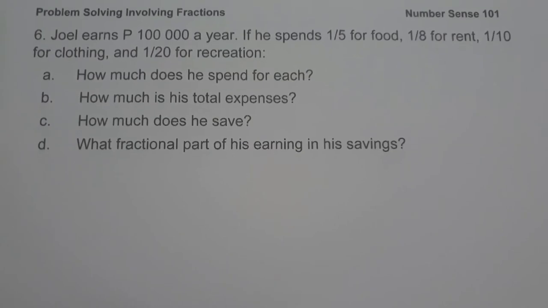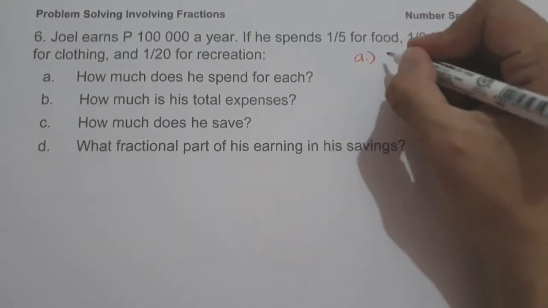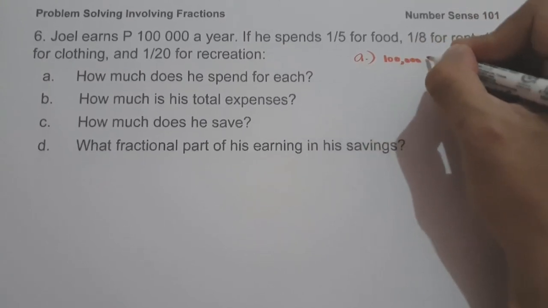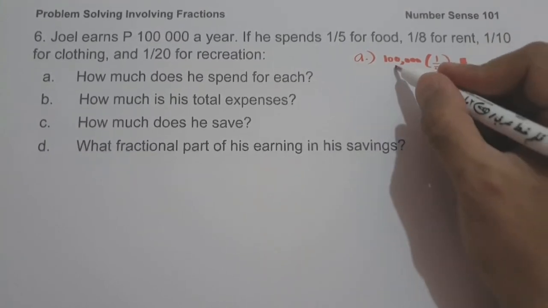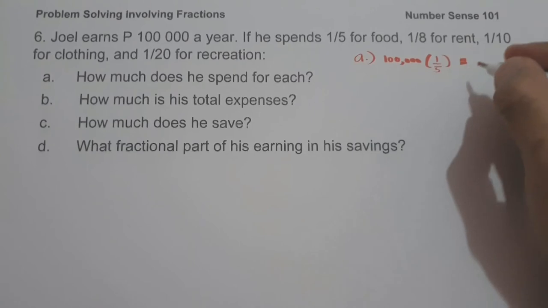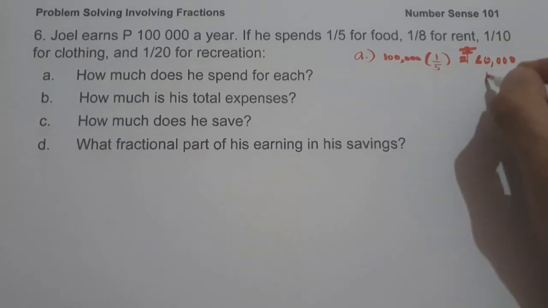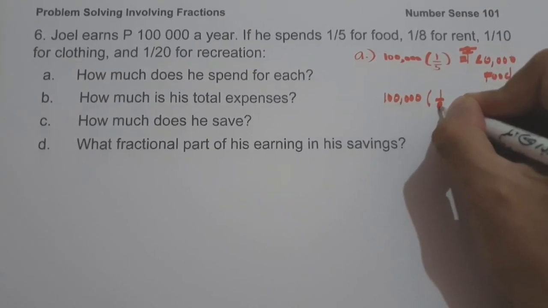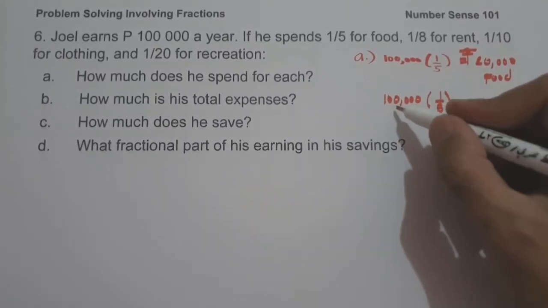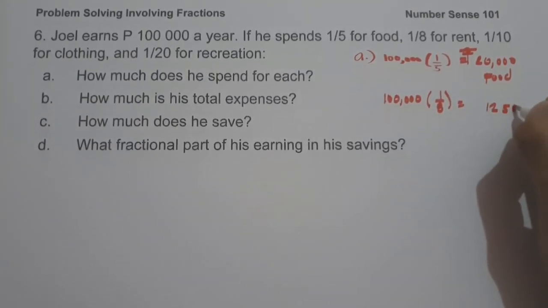So let us find first the amount he spent for food, rent, clothing, and recreation. So let us have letter A. So let us have 100,000 multiplied by 1 over 5. That is the amount he spent for food. So 100,000 multiplied by 1 is 100,000 divided by 5. Then that is 20,000 pesos for food. And then let us have 100,000 multiplied by 1 over 8. That is the amount he spent for rent. So 100,000 times 1 is 100,000 divided by 8. That is 12,500.